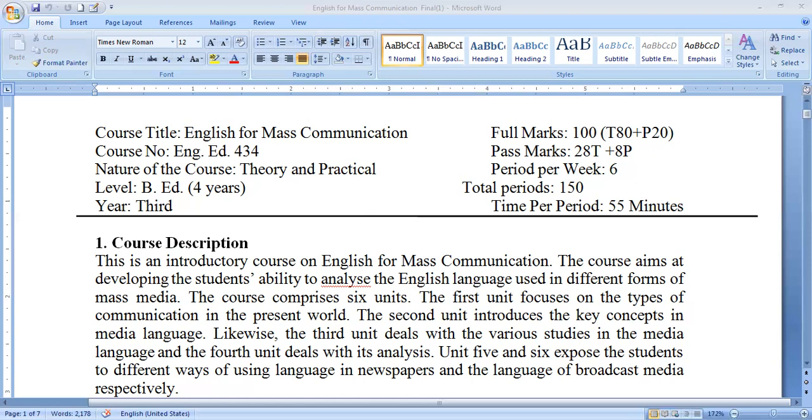For the theoretical portion, 80 marks will be theoretical and 20 marks will be practical. Students have to pass in both parts, the theoretical part and the practical part as well. Out of the 80, students have to get 28 in the theoretical part, and out of 20 in the practical part, students have to get 8 marks. So this video will be beneficial for B.Ed third year students who are majoring in English language.